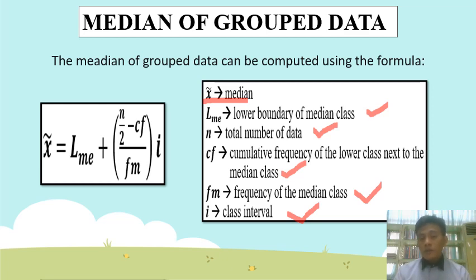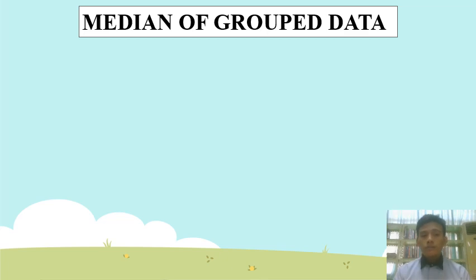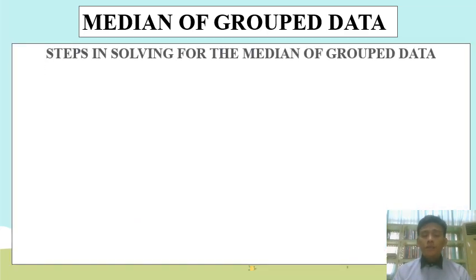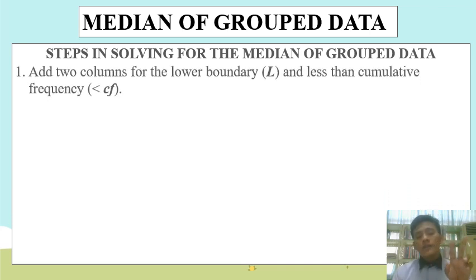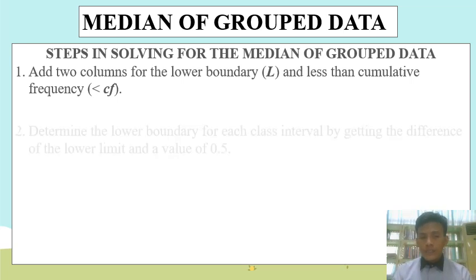Please take note of those variables. Steps in solving the median of group data. So we need to add two columns: one for the lower boundary, which is L, and one for the less than cumulative frequency. So we will use the frequency distribution of our mean. Then we need to add two columns for the lower boundary and the less than cumulative frequency.